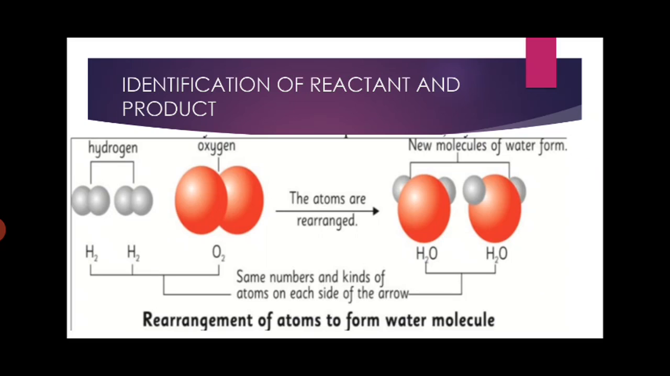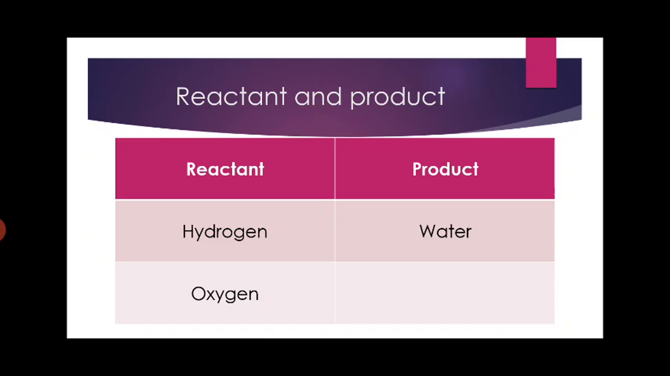Now we have to identify the reactants and products from the following equation. Here the atoms rearrange themselves to form a water molecule, and we have to identify reactants and products out of this equation. Over here, hydrogen and oxygen are reactants which rearrange themselves to form a water molecule, and the water molecule is the product. When hydrogen and oxygen combine, water is formed. There are two reactants, which are hydrogen and oxygen, and one product which is water.